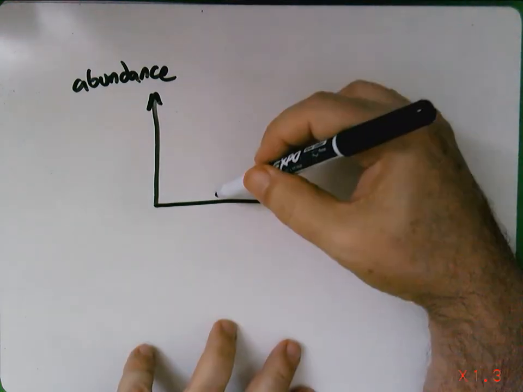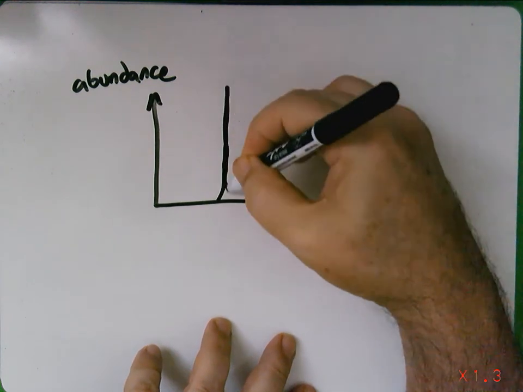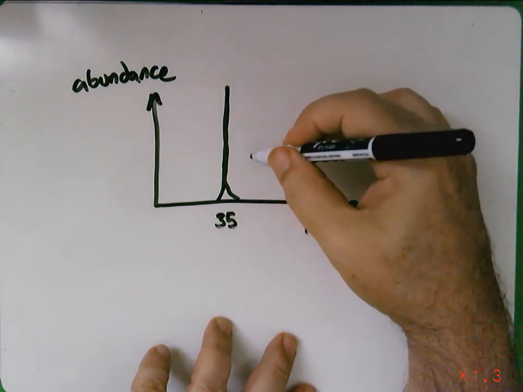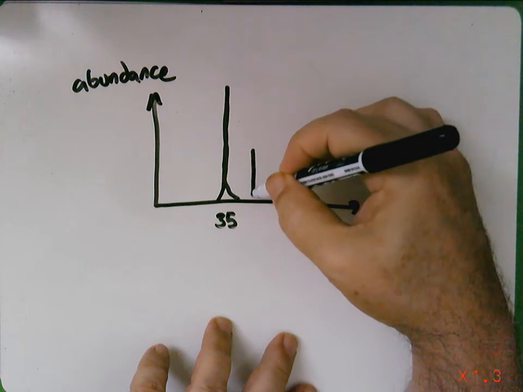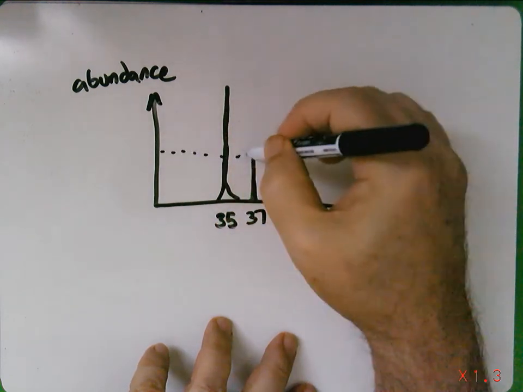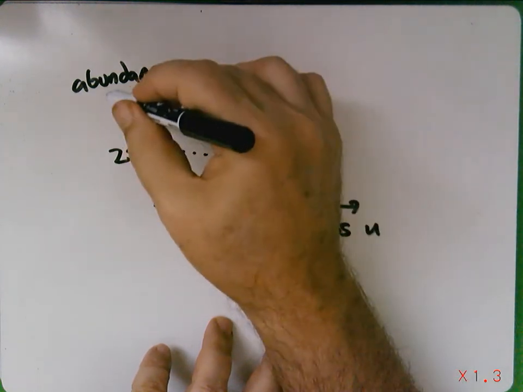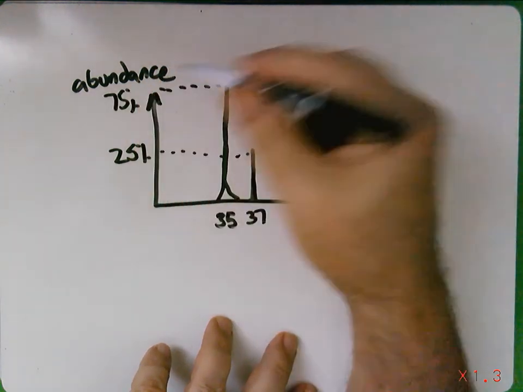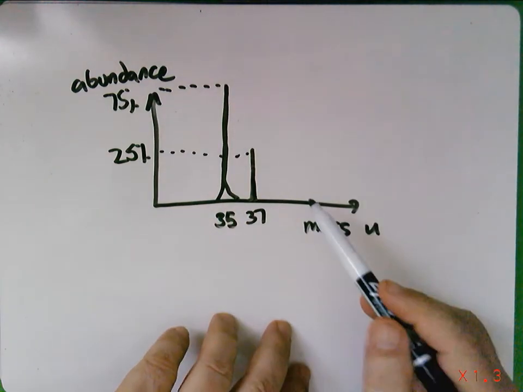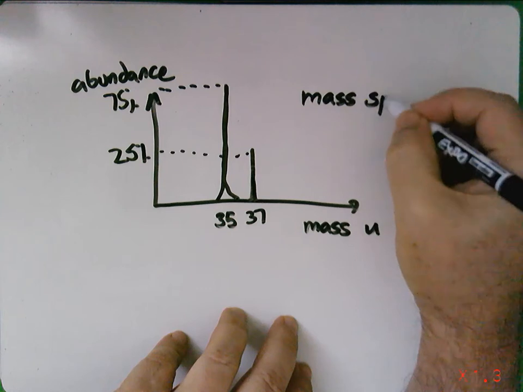And from reading along the film strip, we can see that we get a very sharp peak at 35U. And we're going to get a peak that's about 1/3 of the size of that, because the abundance of 37 is 1/3 of the size of that. I can read this off as 25%, and I can read this off as 75%. So I can get the abundance from the y-axis and the mass from the x-axis, and looking at where these peaks are. This is called a mass spectrum.